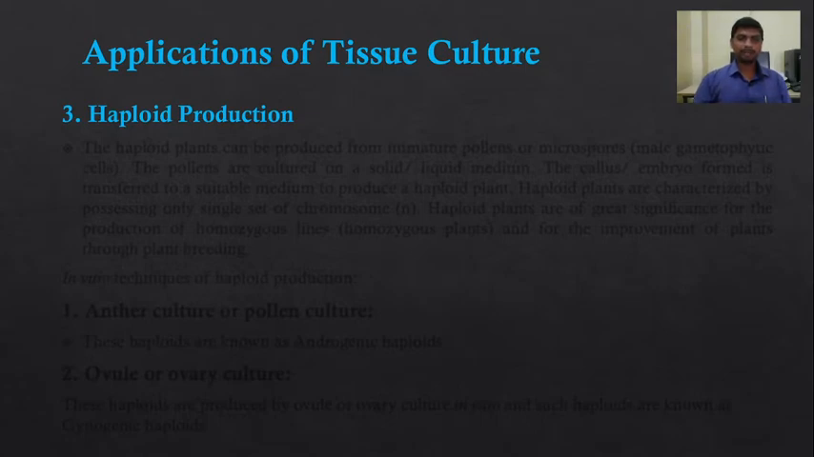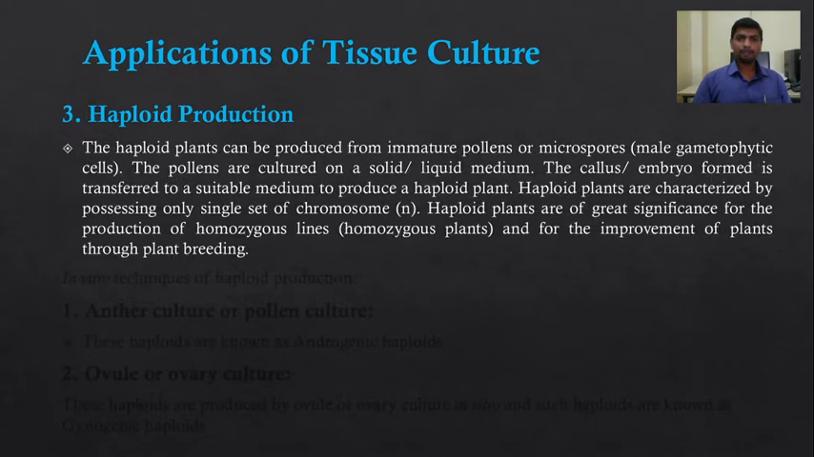Haploid plants can be produced from immature pollens or microspores. These are referred to as male gametophytic cells, which are haploid and possess only a single set of chromosomes. The pollens are cultured on a solid or a liquid medium. The callus or embryo formed is transferred to a suitable medium to produce the haploid plant. Haploid plants are characterized by possessing only a single set of chromosomes, designated with the symbol N. Single N means it possesses only a single set of chromosomes, while 2N is the diploid, which possesses two sets of chromosomes.